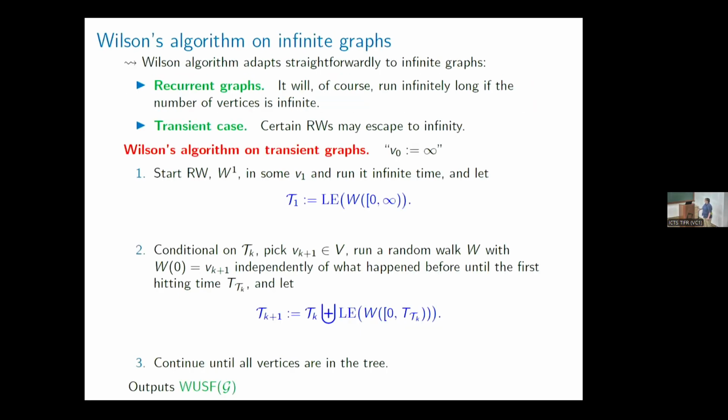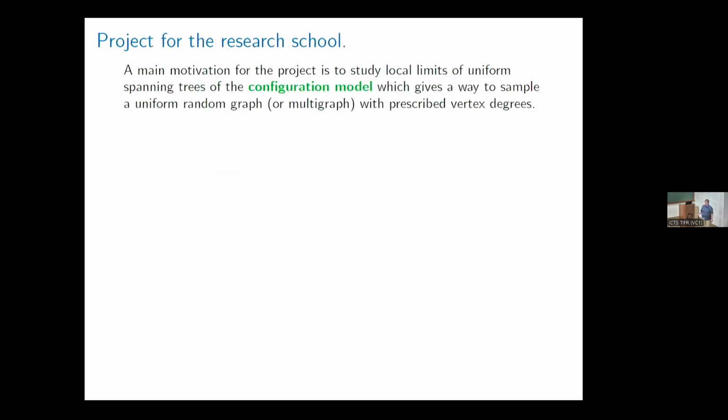Good. And so time is almost over. Anyway, we reached the point where I can tell you a bit about the problems the people in the group are working on. The main motivation for the project is to study local limits of uniform spanning trees of a configuration model. I won't have time to tell you in a lot of detail what it is. Just take it as the uniform random graph for the moment with a prescribed set of vertex distributions.